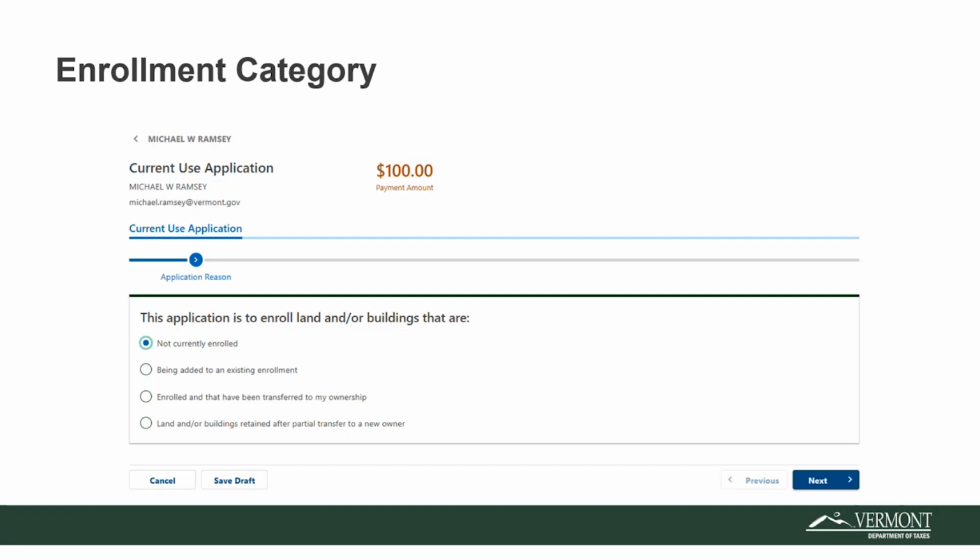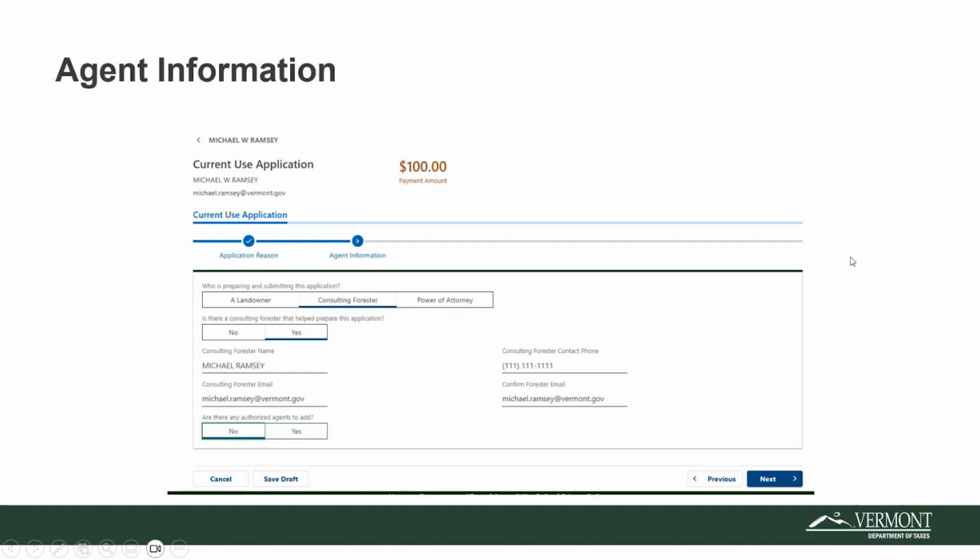Nothing big has changed here. I am submitting an application for a client, and I know that the parcel's not enrolled, so I'm clicking not currently enrolled, and then I'm going to hit the next button down here. All right, that's going to take me to the next page, agent information.